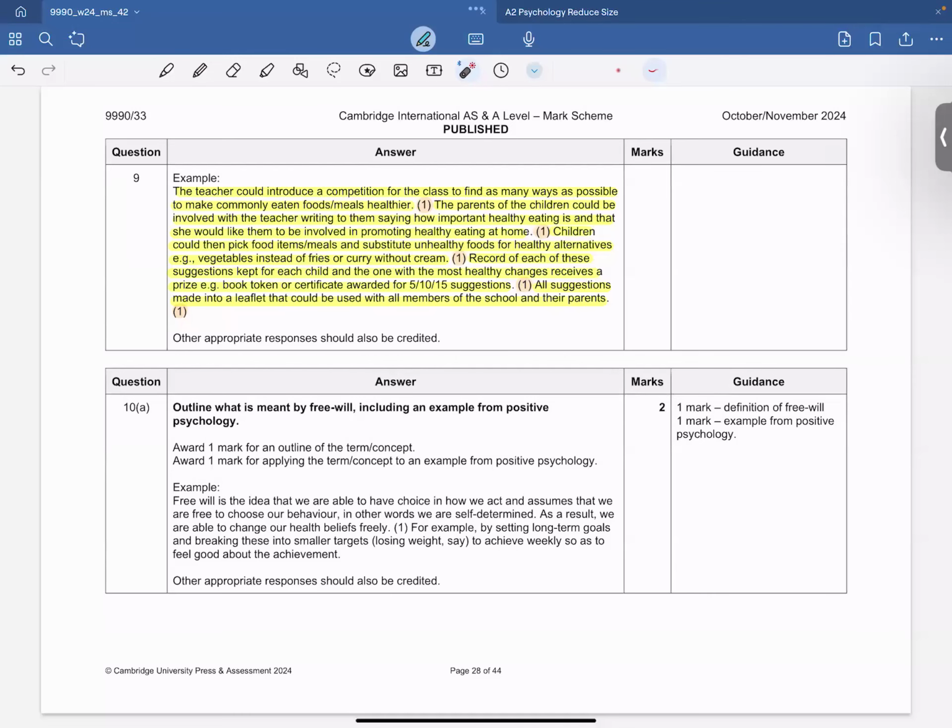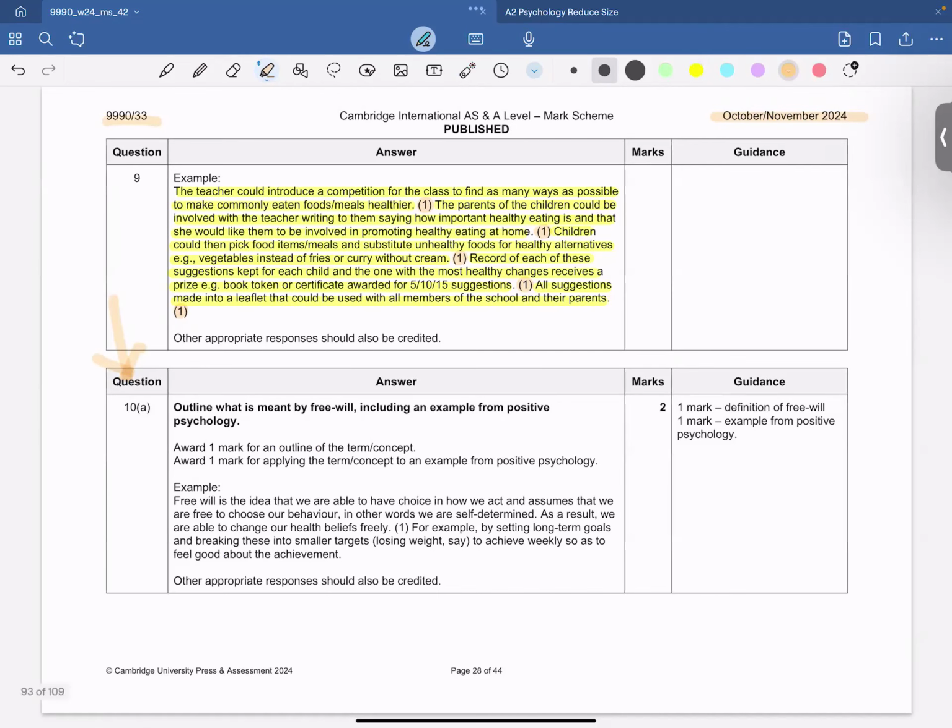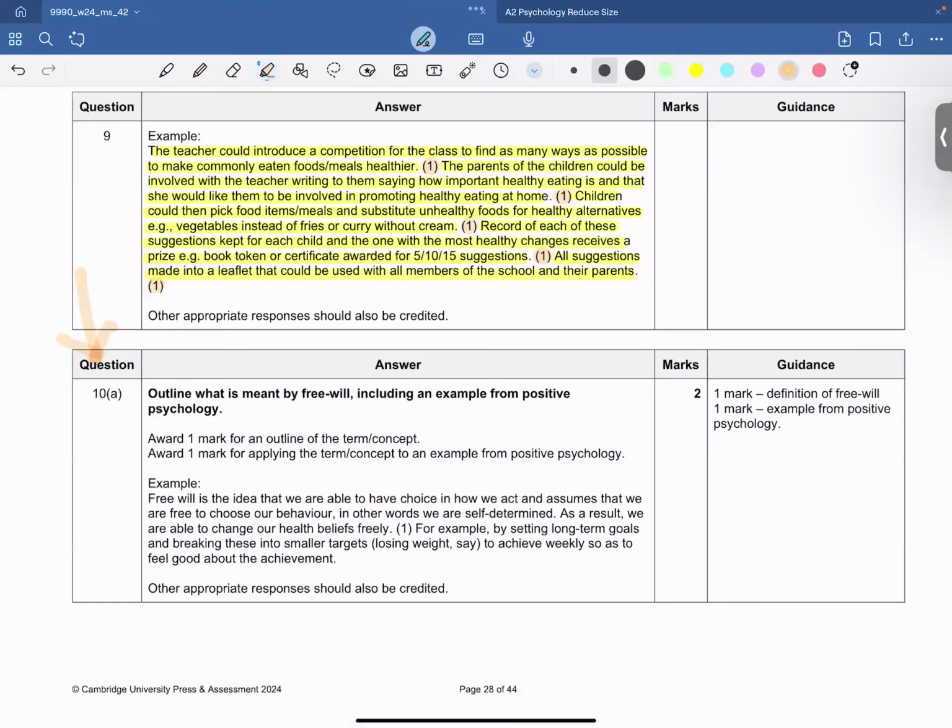Hello, everyone. Let's discuss this question from October-November 2024, variant 3.3, question number 10A. Outline what is meant by free will, including an example from positive psychology.